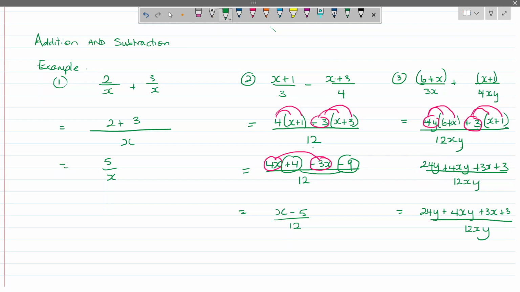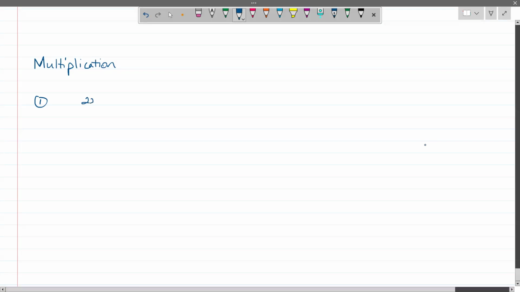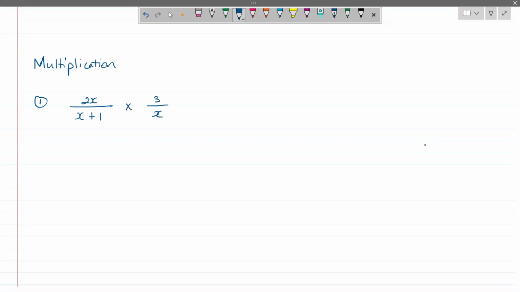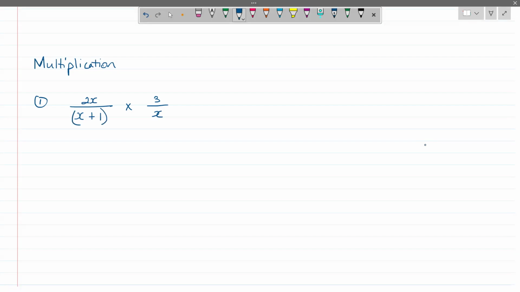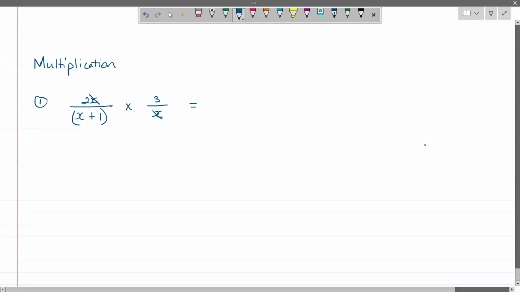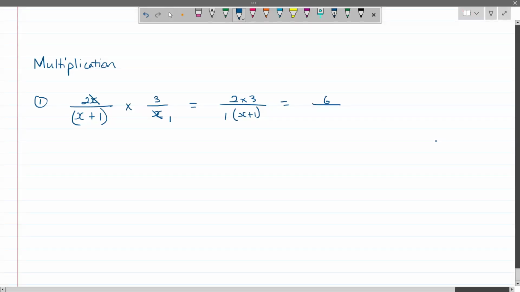Ready, right to that? 2x over x plus 1 multiplied by 3 over x. You could look for opportunities to cancel. You can only cancel diagonally or up and down. But we can't cancel expressions like this. We can't just take an x out of it. We could do this x and this x. So we will get 2 by 3 and 1 by x plus 1. This will give us 6 over x plus 1. Everybody right to that?